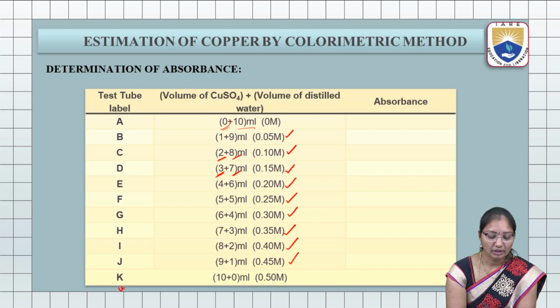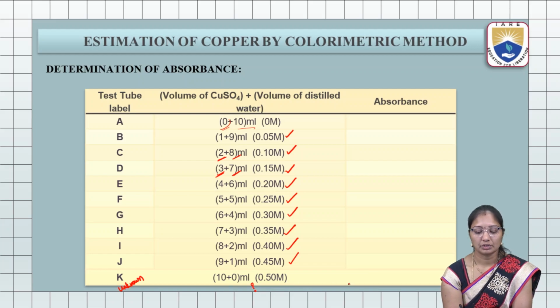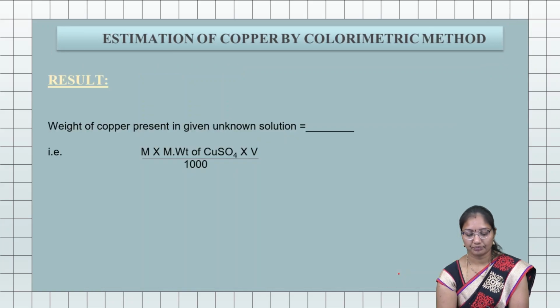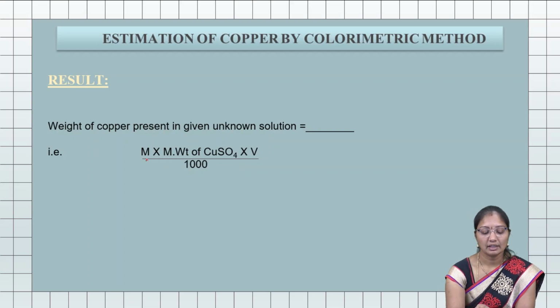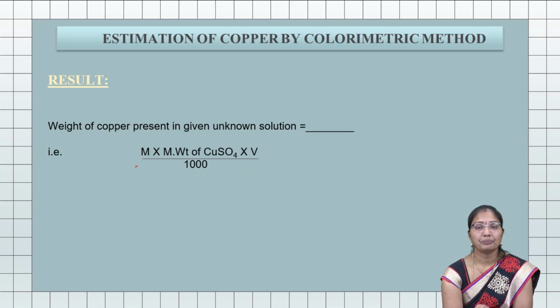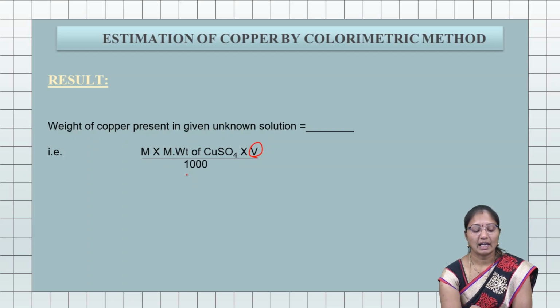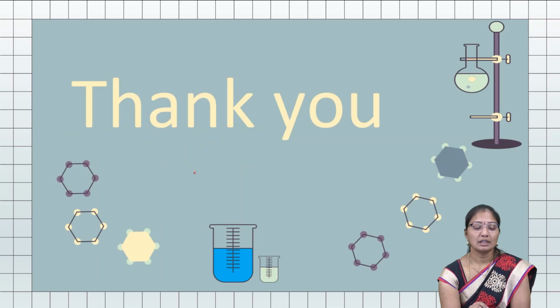Then the next value is the unknown. This concentration we don't know, so based on its absorbance we read it from the graph. The weight of copper present in the given solution is calculated from the molecular weight of copper sulfate times the volume, times the concentration we get from the graph, divided by 1000, which gives us the concentration of copper present in the unknown solution. Thank you.